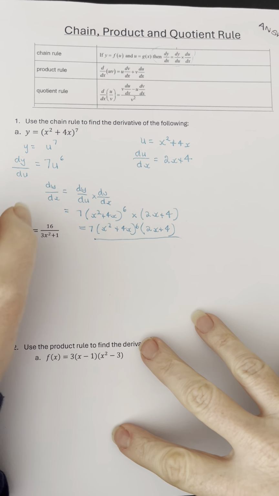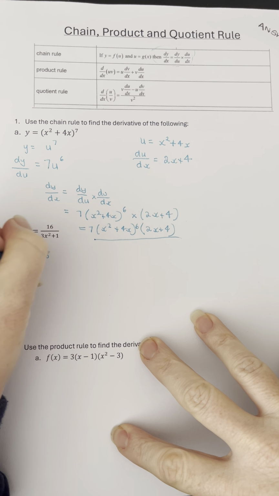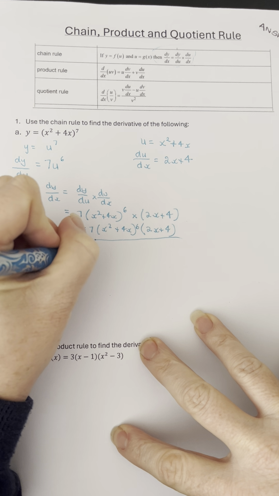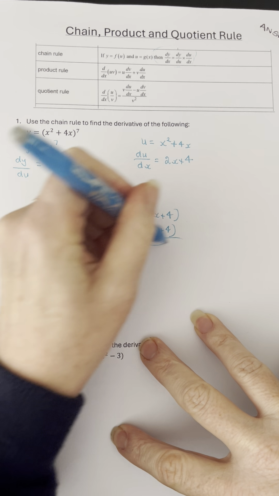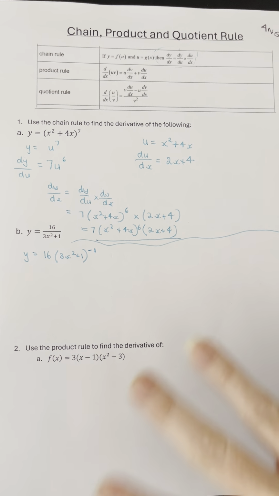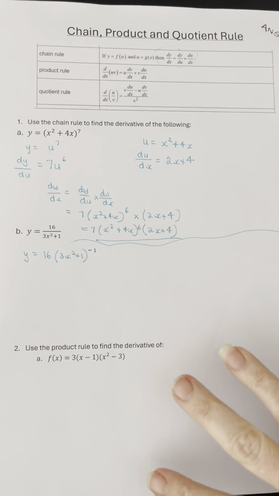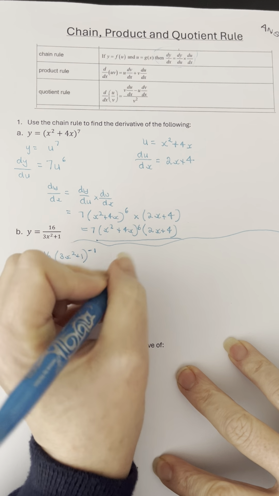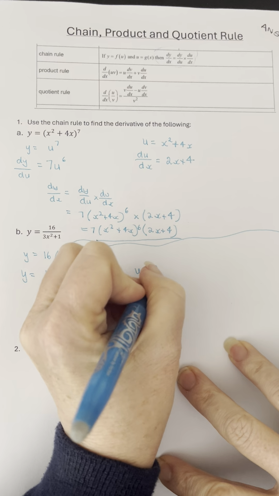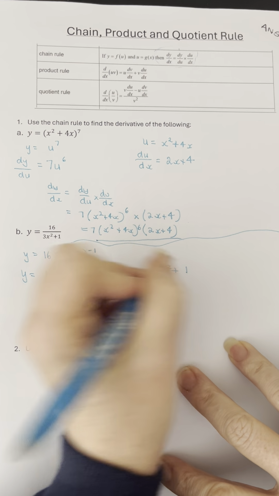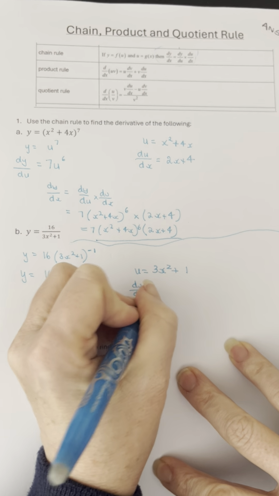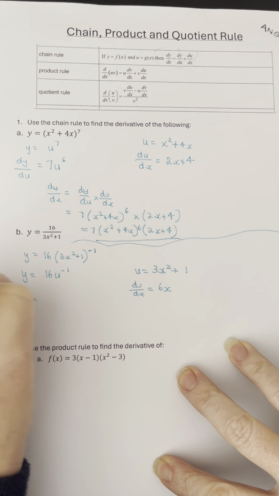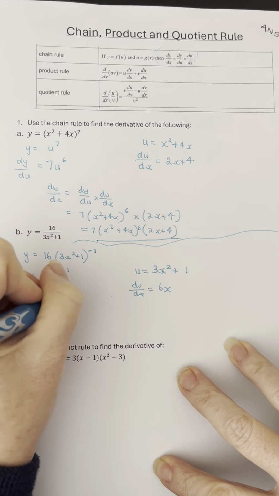Then we've got this one here where we have y is equal to 16 over 3x squared plus 1. So first I'm going to write that as 16 outside of 3x squared plus 1 to the power of negative 1. So that's how I'm going to make this a chain rule question, by making it that power of negative 1. So I'm going to write y is equal to 16u to the negative 1. My u is equal to 3x squared plus 1. So my du on dx is going to be 6x there. Over here, my dy on du is going to be negative 16u to the negative 2.